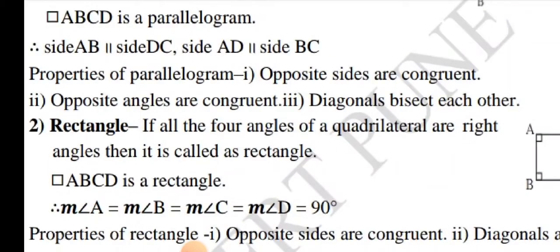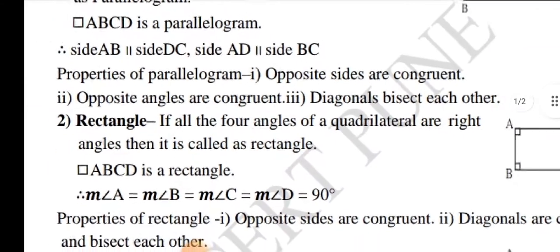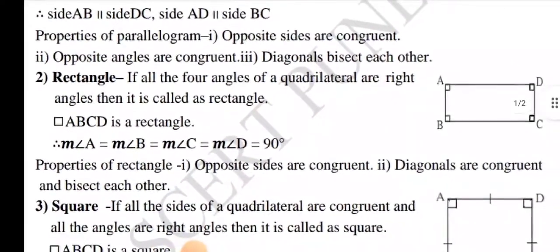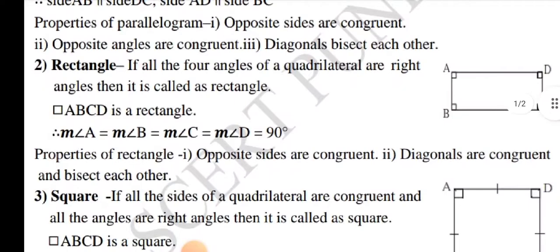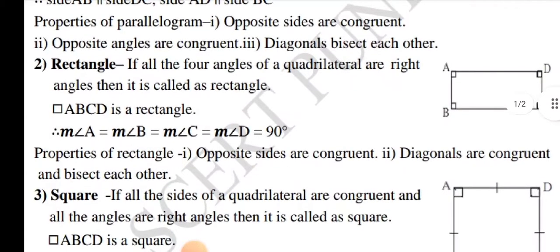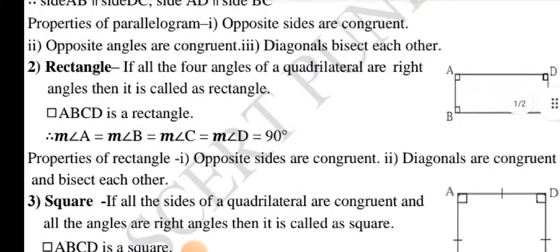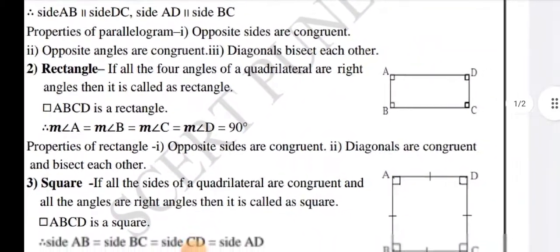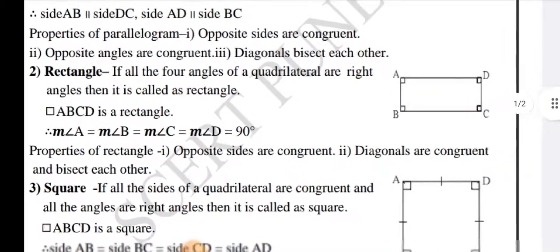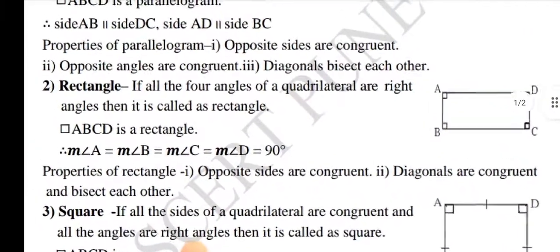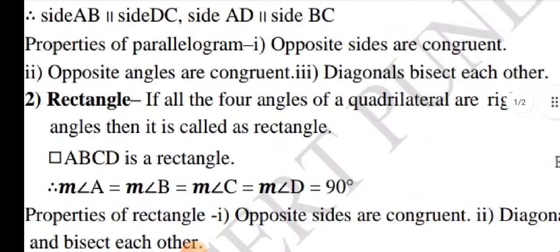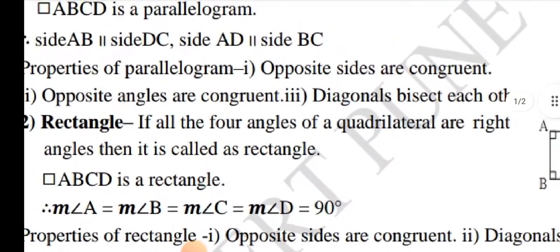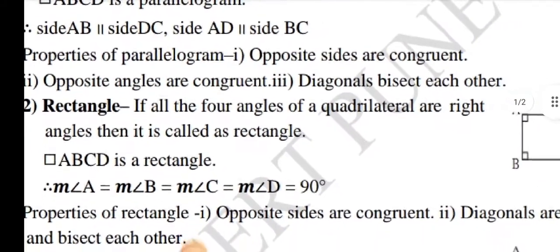Now the second type of quadrilateral is a rectangle. If all four angles of a quadrilateral are right angles, then it is called a rectangle.